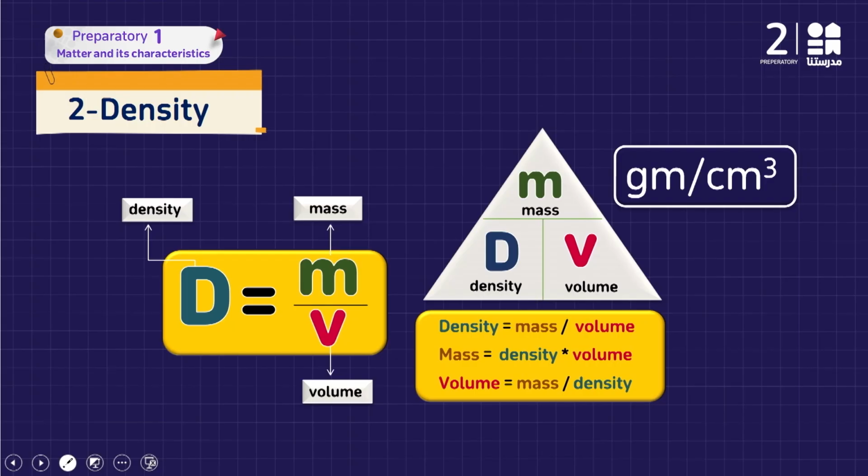So the rule here comes from the definition. The definition is mass per unit volume: mass divided by volume. So what is the unit of the mass? We can measure the mass by gram. And what is the unit of the volume? We can measure the volume by cubic centimeter. So the measuring unit of density is gram per cubic centimeter.